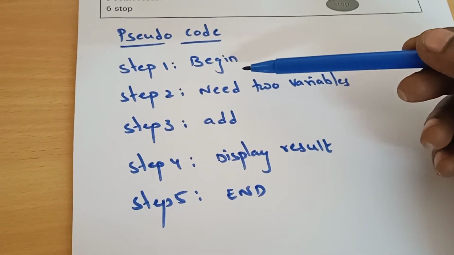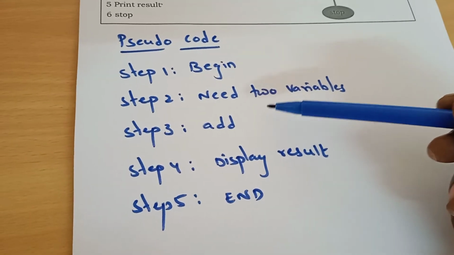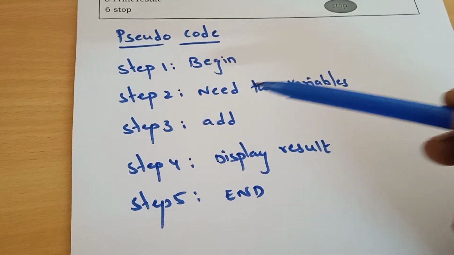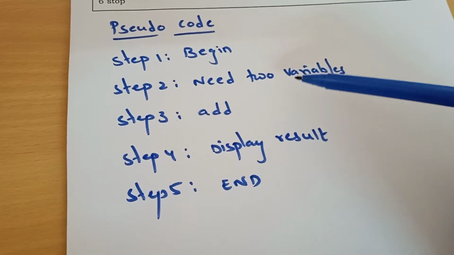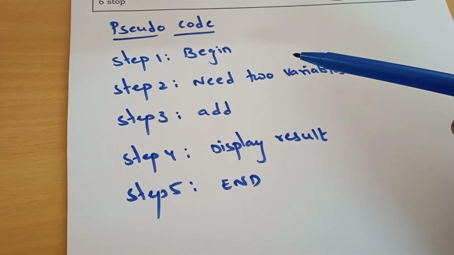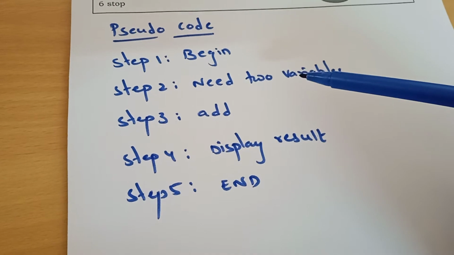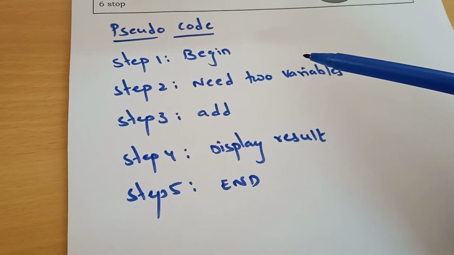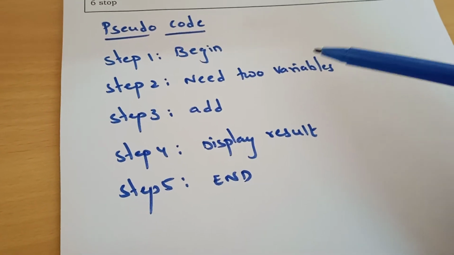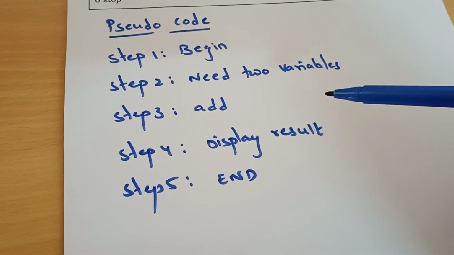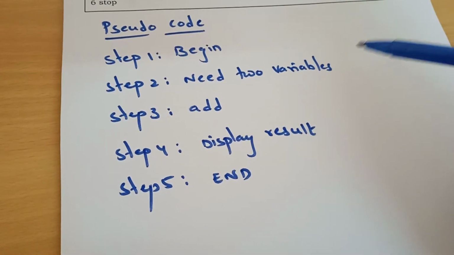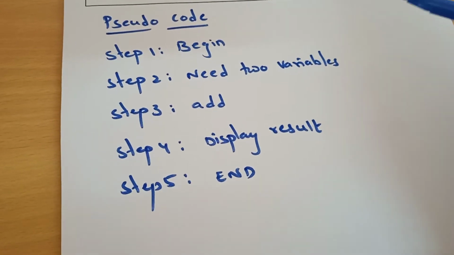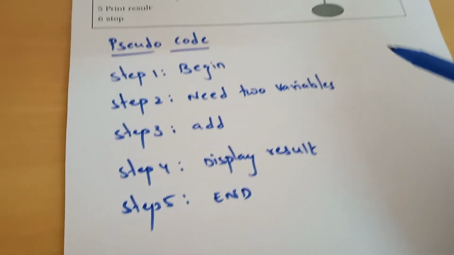the word begin. And in step 2, we are just writing "need two variables." We are not telling the user whether those are declared or initialized. What do you mean by these two? Initialized means that you can give the value in the program. Declaring means that you declare the variable name and later you can read the value.